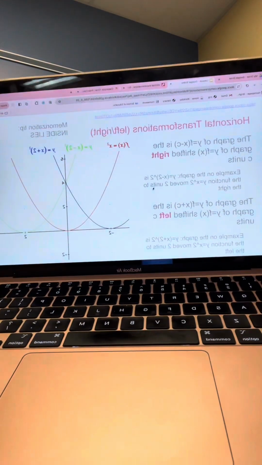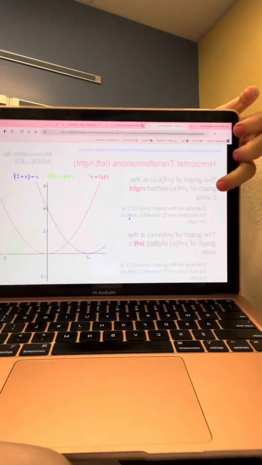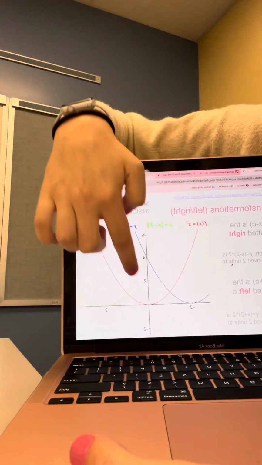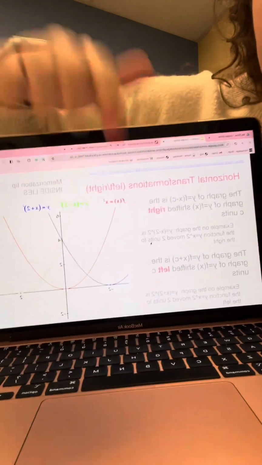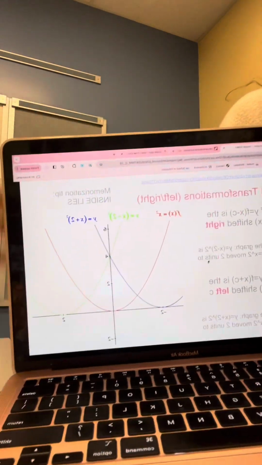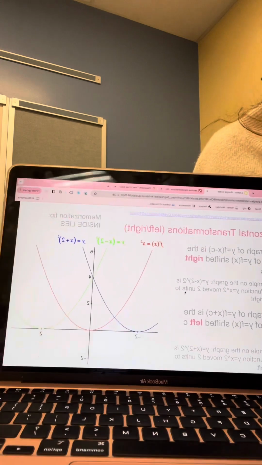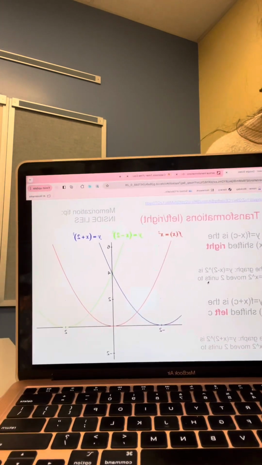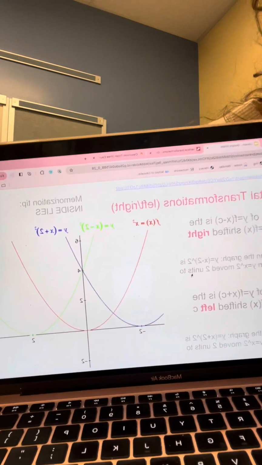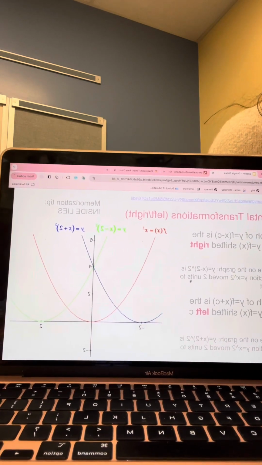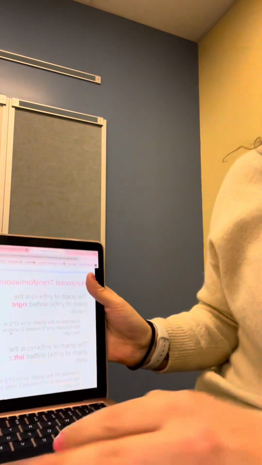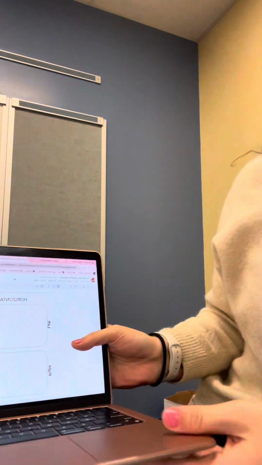So now we're going to be in our horizontal transformations. Again, how to tell if it's a right, how to tell if it's a left, an example with our parent function, and then 2 transformations, and our example in words over here. And then our memorization tip is the inside lies. So if our sign and our constant are inside the parentheses, we're going to do the opposite. So if it says plus 2, we'll actually subtract 2. If it says minus 2, we'll actually add 2. And again, another worksheet, identical, just split into left and right this time.